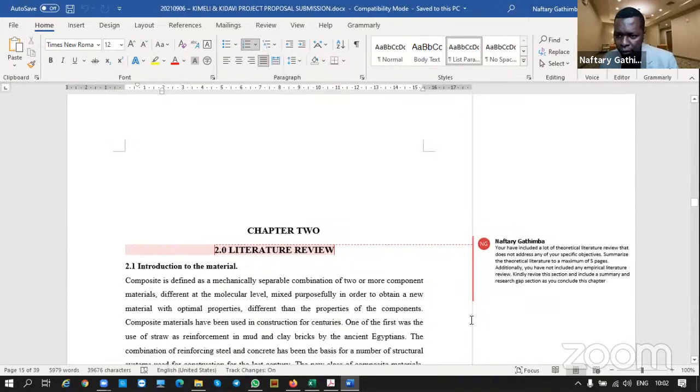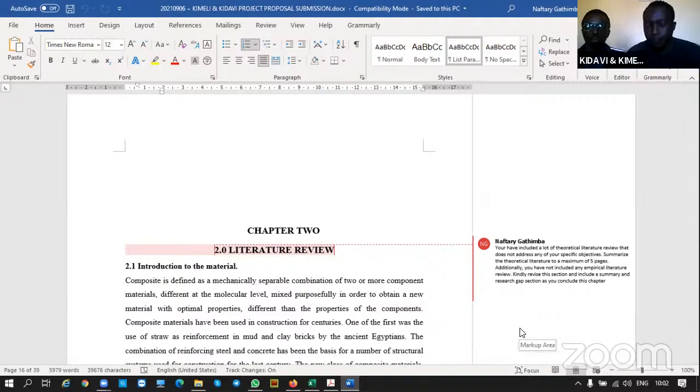You see, you had a lot of theoretical literature that did not address any of the specific objectives. Remember, right now you are in literature, and you are in FRP. You can just get some literature from the internet, copy and put it here, and then you have a document of 100 pages. I know as a student, you want a big document so that when you graduate, you can show people what you did. But is there any content? Is it relevant?